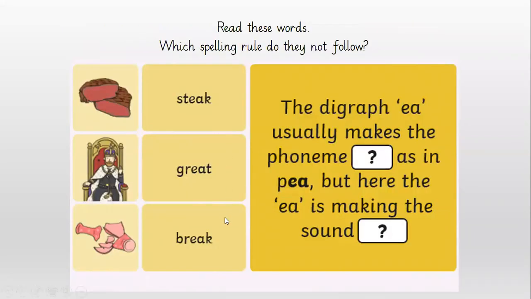Can you read these words? Have a go, try reading these words. And then let's look at the spelling rule which they do not follow. So the digraph, which is made up of the E and the A, usually makes what phoneme, as in P? But here the E and the A is making the sound what? What sound is it making? Let's have a look.